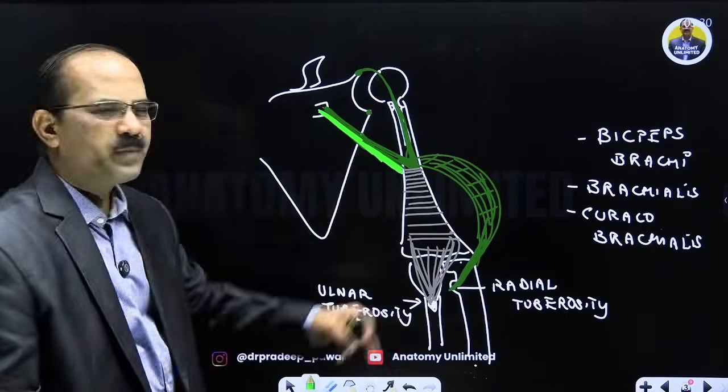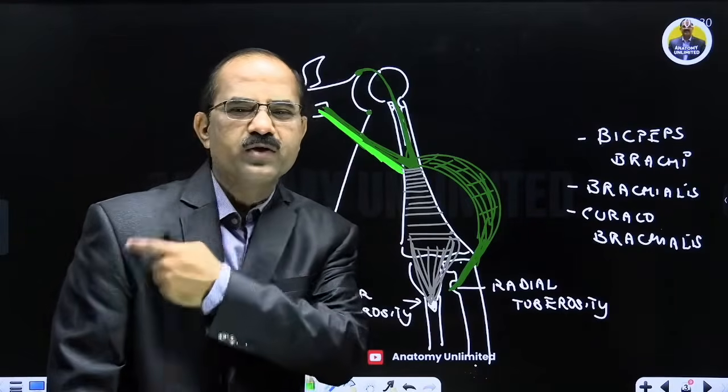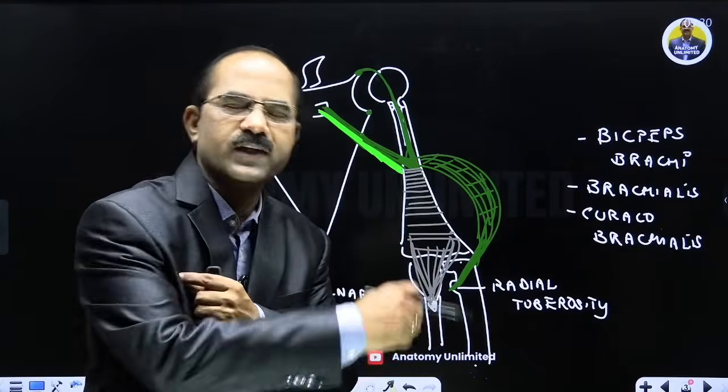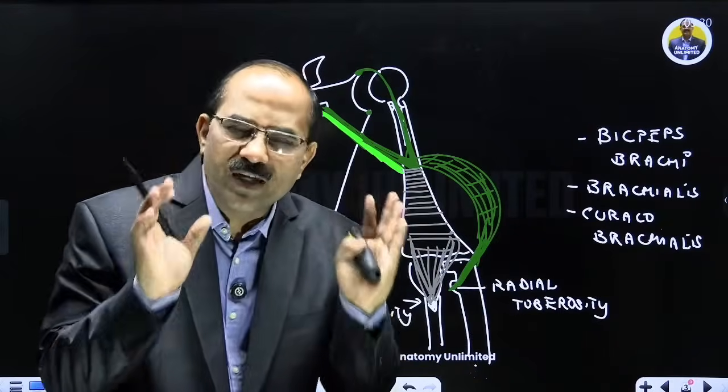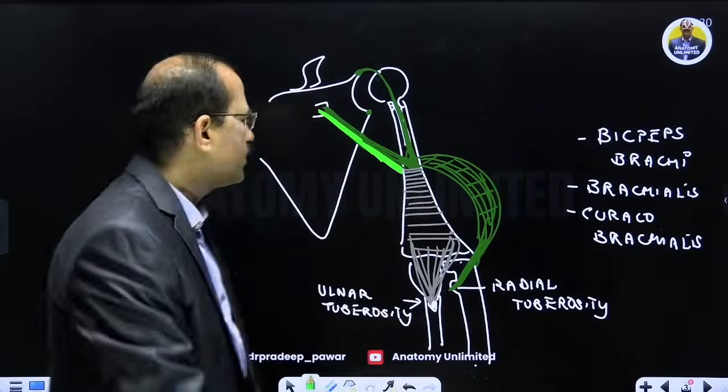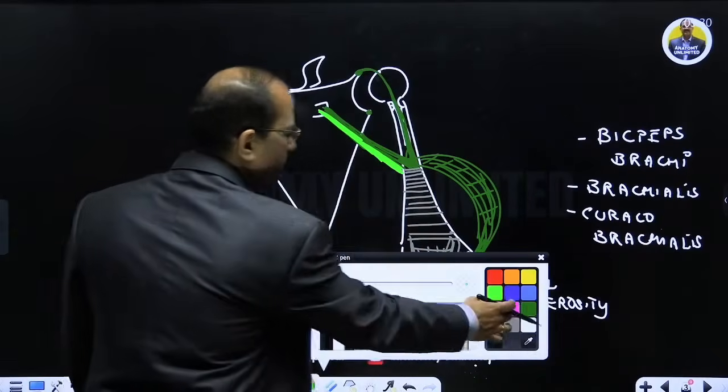Perfect. Coracobrachialis will act on the shoulder joint. एक ही joint cross कर रहा है, ये ऐसे जा रहा है, so it will cause flexion at the shoulder. It's a very weak flexor at the shoulder joint. ठीक है? So this is how the muscles are. I hope I'm clear to all of you.